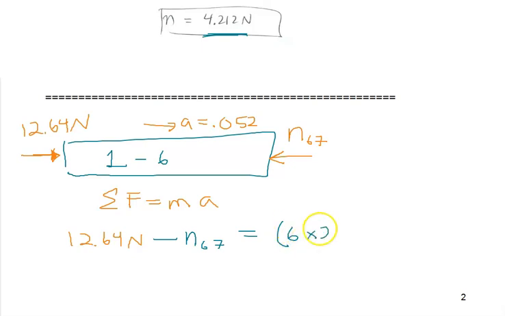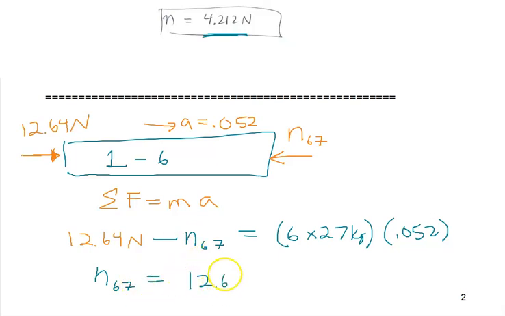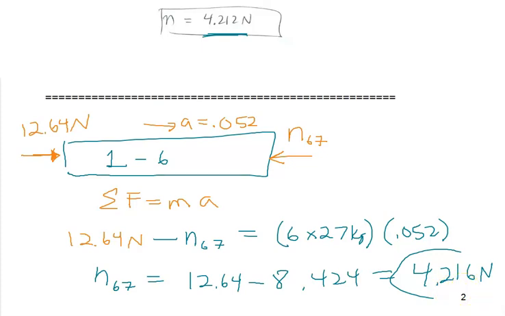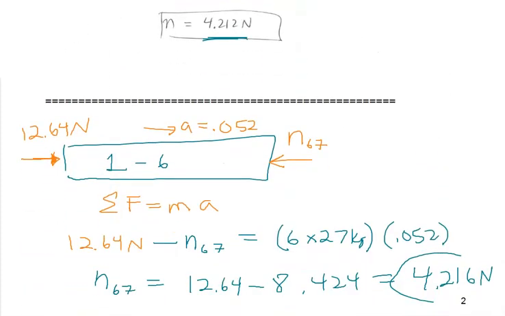have 6 carts and every cart is accelerating at 0.052. So then that means the normal between 6 and 7 is 12.64 minus 6 times 27 times 0.052, which is minus 8.424, which is 4.216. And that should be the same as what we got. Yeah, more or less.